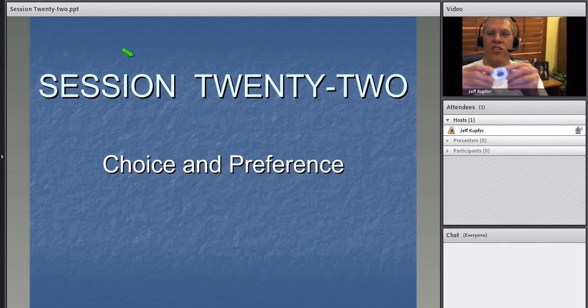Here we go. Keychains. You push it, and supposedly it. Ah, there you go.